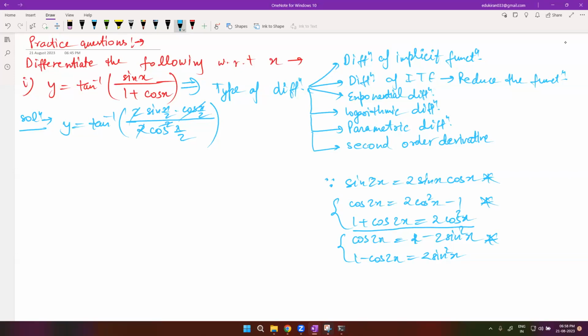So you are left with sin x by 2 divided by cos x by 2, right? Which can further be written as tan x by 2. Sin x by 2 divided by cos x by 2 is tan x by 2. It implies that your y is nothing but x by 2. Now what is dy by dx? 1 by 2.